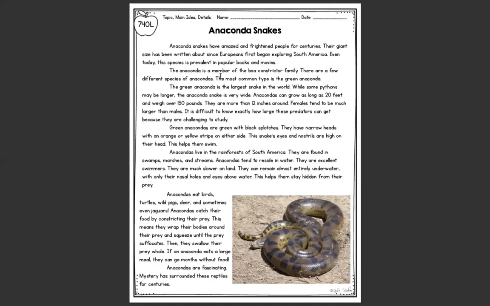The anaconda is a member of the boa constrictor family. There are a few different species of anacondas. The most common type is the green anaconda. So this one is telling me about all the different kinds of anacondas. So this paragraph is the different kinds of anacondas.